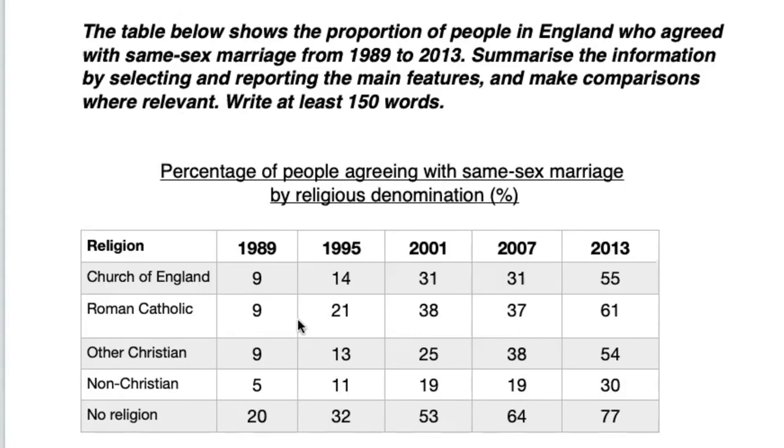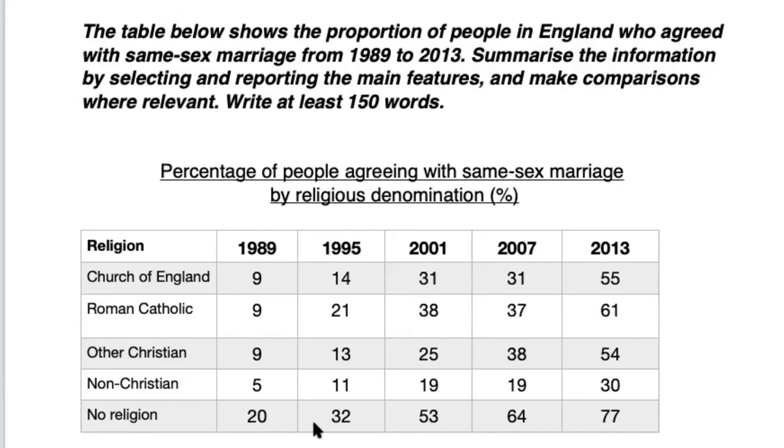It says, the table below shows the proportion of people in England who agreed with same-sex marriage from 1989 to 2013. Summarize the information by selecting and reporting the main features, and make comparisons where relevant. Write at least 150 words. This is a very standard prompt. It's telling us exactly what this table has and what we have to do.